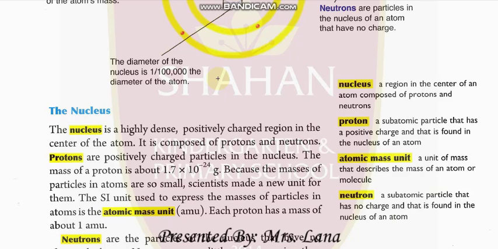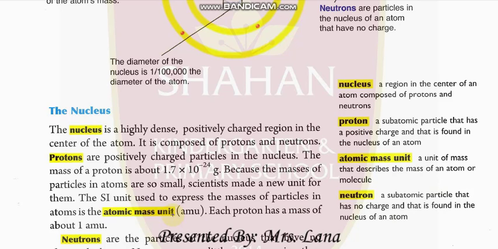The mass of a proton is about 1.7 multiplied by 10 to the power of minus 24 gram, because the masses of the particles in an atom are so small. Scientists made a new unit for them, because the SI units are too large to express the mass of particles in atoms. They call it the AMU. This is the abbreviation: A for atomic, M for mass, U for unit.